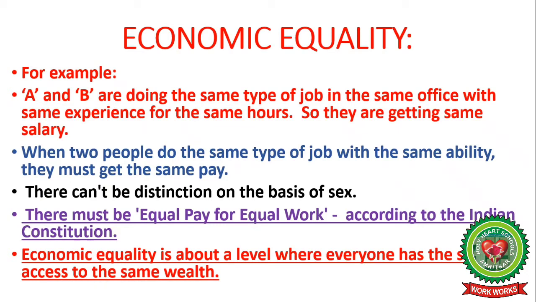Next is economic equality. Now, again, I will give you an example. A and B are doing the same type of job in the same office with the same experience for the same hours. Everything is the same. Job is the same, working hours are the same, office is the same. So they are getting the same salary. When two people do the same type of job with the same ability, they must get the same pay.